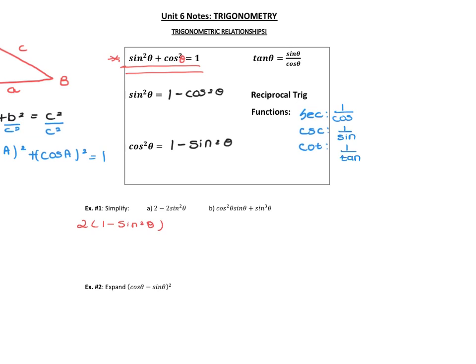At this point, you look back and you say, okay, how can I reduce 1 minus sine squared theta? Is there something it can be simplified into? What is that? Cosine. Yeah, cosine squared theta. So this is really 2 times cosine squared theta.